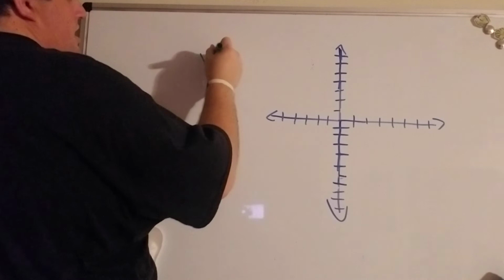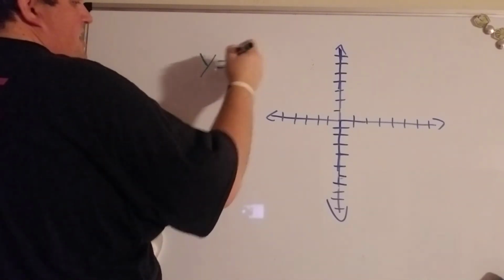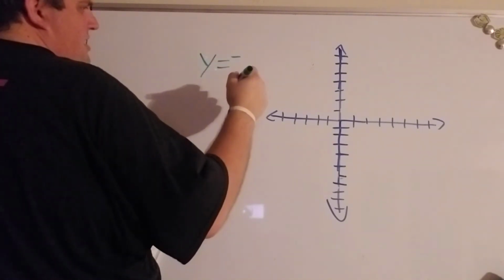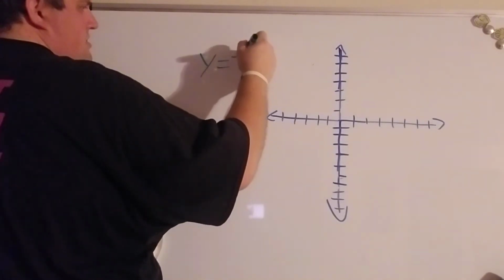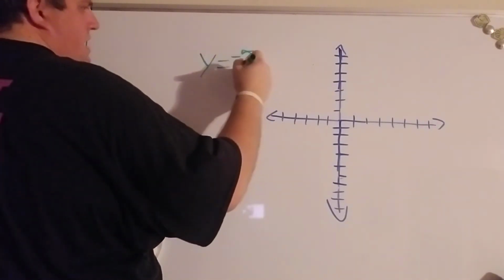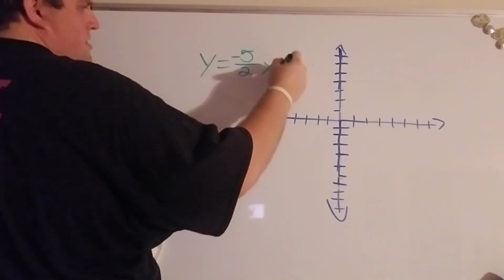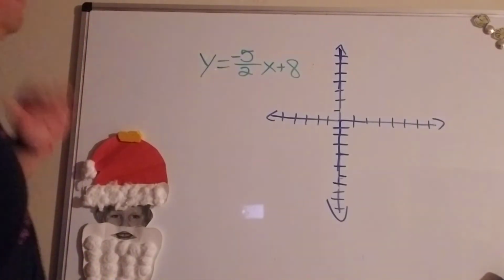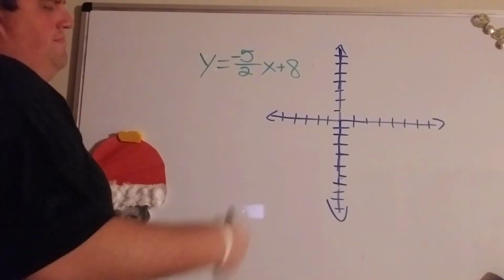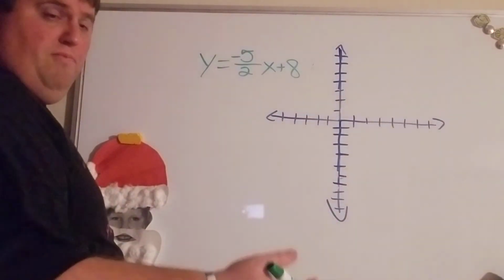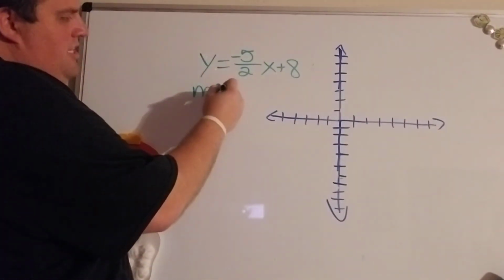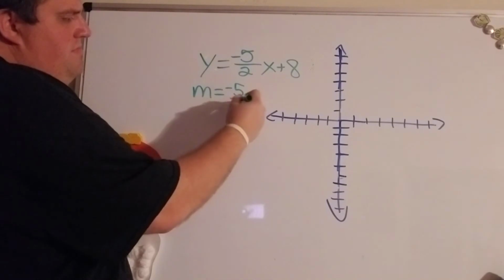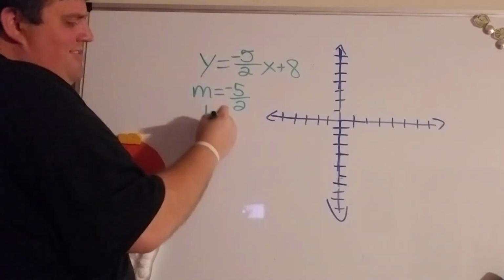Let's go y equals -5 halves x plus 8. So again, it's in slope-intercept form. That means it tells me my slope, which is -5 over 2. It tells me my y-intercept, which is 8.